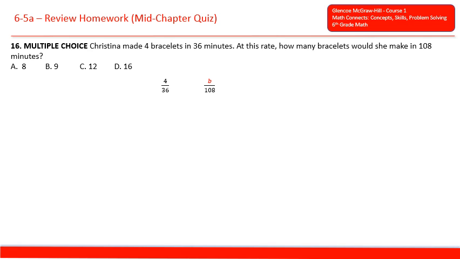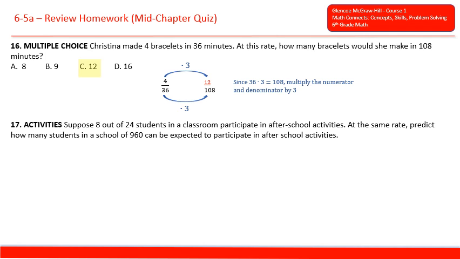So we need to figure out, can 36 go into 108 evenly? And it can. 36 times 3 equals 108. So multiply the numerator and denominator by 3, and we get 12 over 108. So the answer is C, 12. Christina would make 12 bracelets in 108 minutes.